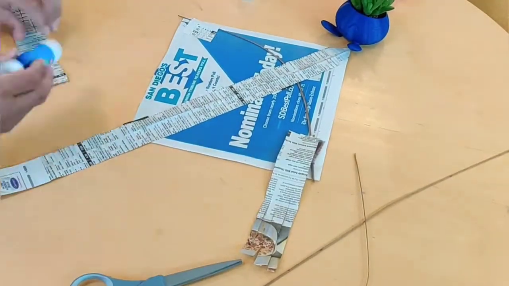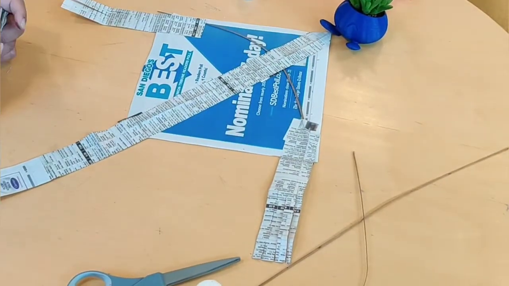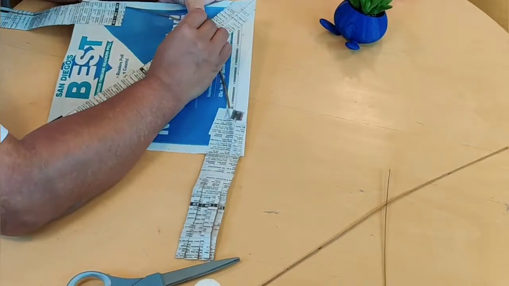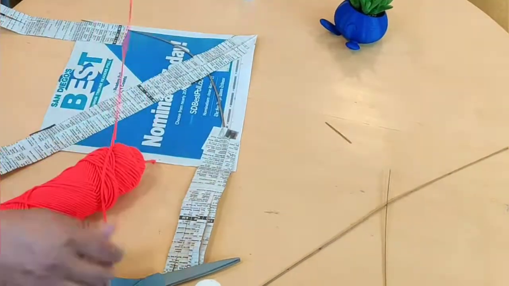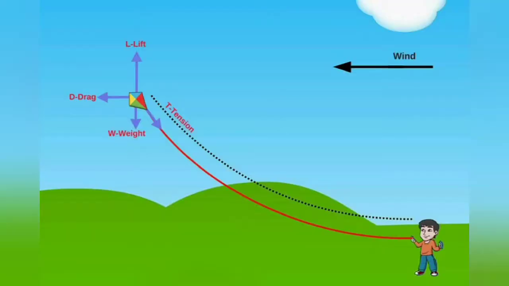But yeah, so it depends on a lot of factors like the weight of your kite. That's why we're using lightweight materials, right? Just paper and like a really light stick. And then the wind, the speed of the wind. So obviously when there's more wind, it's easier to fly a kite.